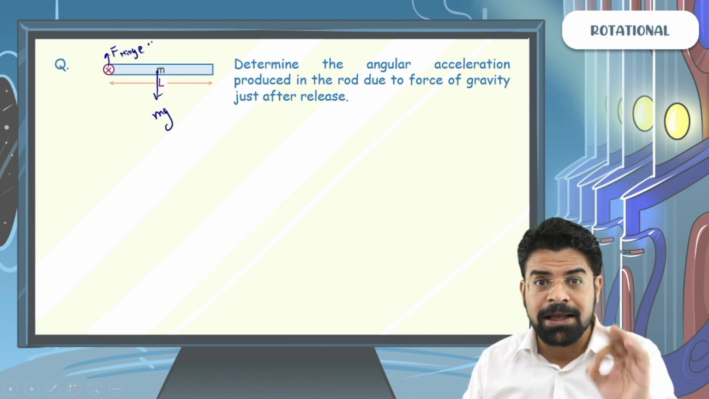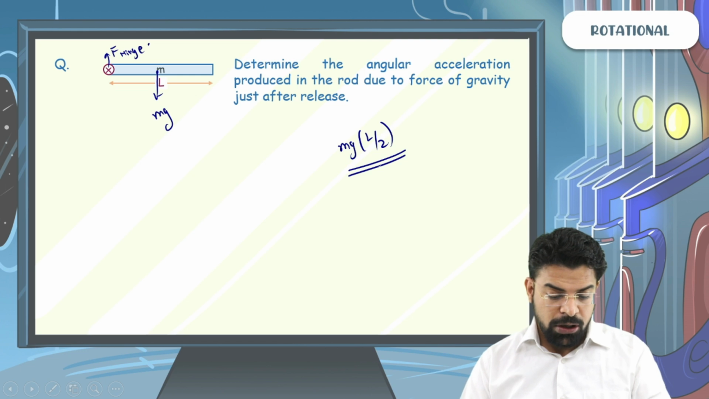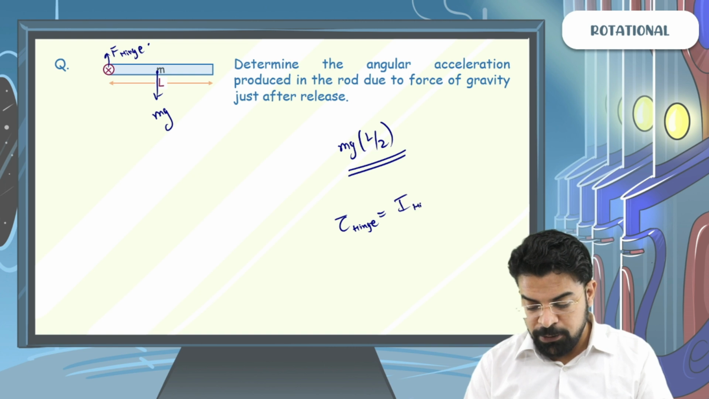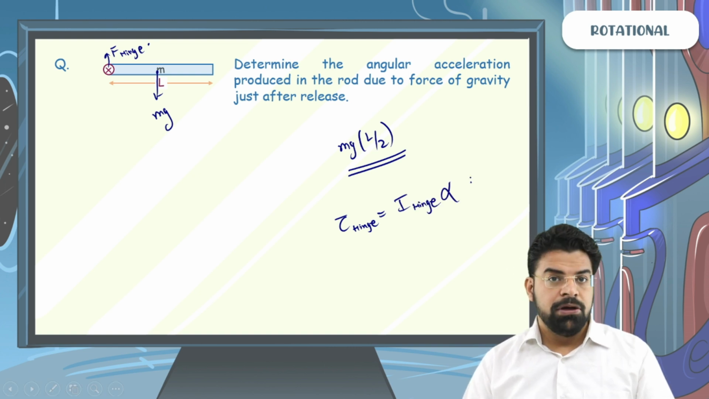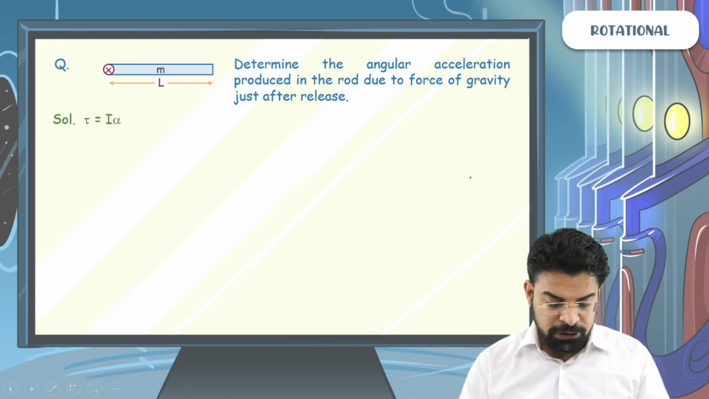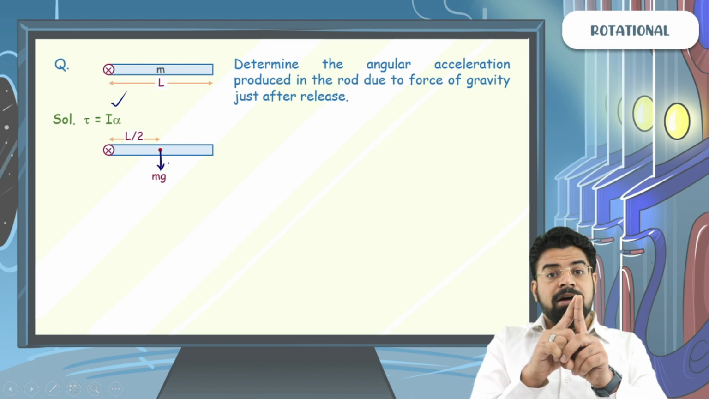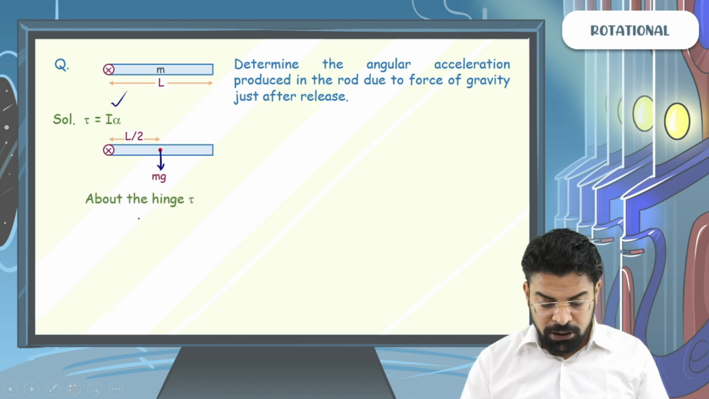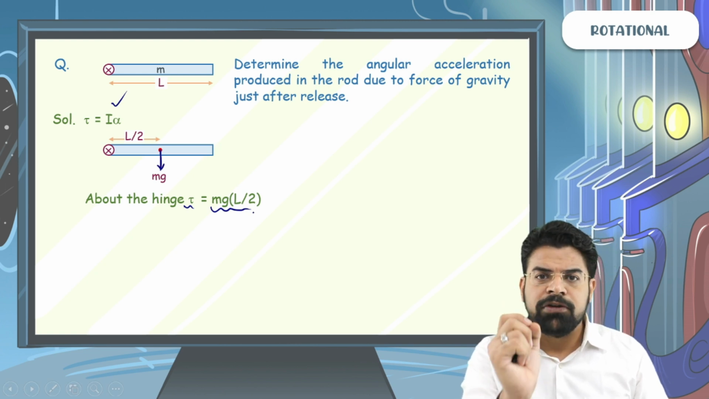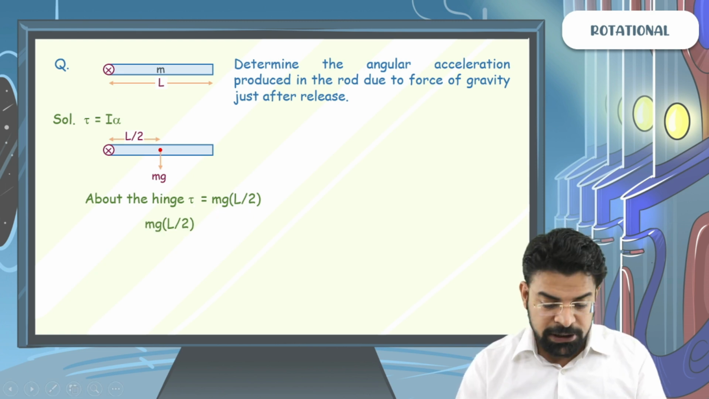Now the torque produced by this force of gravity will be force times perpendicular length. So that will be mgL by 2. So you can say the torque about the hinge equals the moment of inertia about the hinge times alpha. The torque about the hinge is because of the force of gravity acting at a perpendicular distance of L by 2, so the torque has to be equal to mgL by 2. And this torque about the hinge has to be equal to the moment of inertia about the hinge times alpha. So mgL by 2 equals the moment of inertia about the hinge, which will be how much?